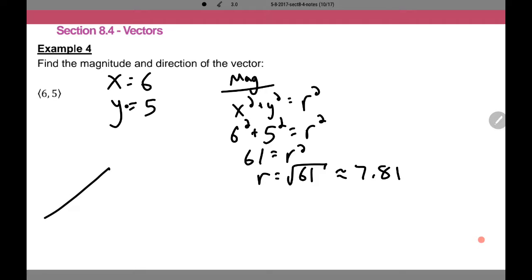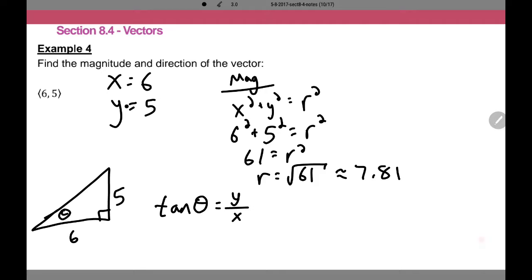Now, we also did something like this with finding this angle before, when we had x is 6, y is 5. And we said before when we did polar coordinates that the tangent of theta is equal to y over x. When we were doing some of those conversions, we can use that exact same thing here for the direction. So in this case, we're going to do 5 over 6. So the tangent of theta is equal to 5 over 6. And then theta is our inverse tangent of 5 over 6.